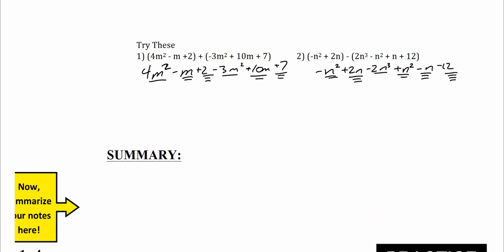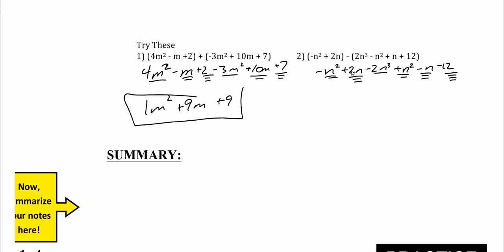Pause the video, please. Okay, as you can see, I just wrote them again properly, and then I underlined what I need to underline. So 4 and negative 3 make a 1, so it's 1m squared. I have negative m plus 10 is positive 9m. And then 2 plus 7 is 9. That is your answer for that one.